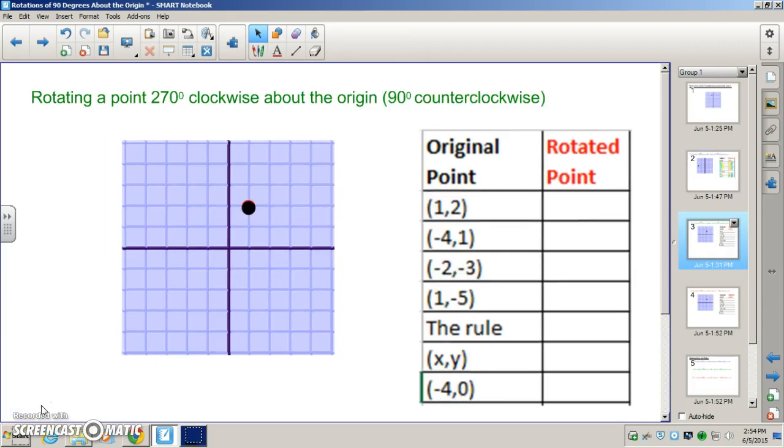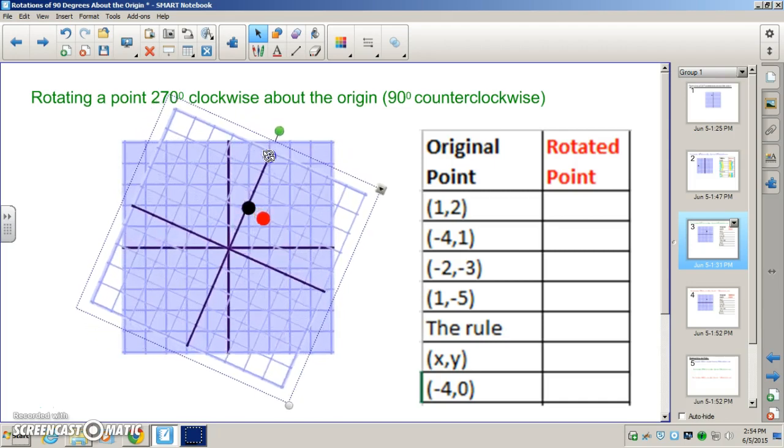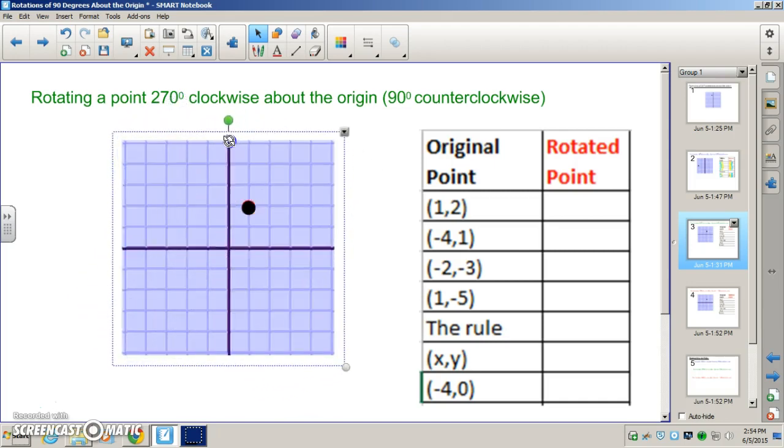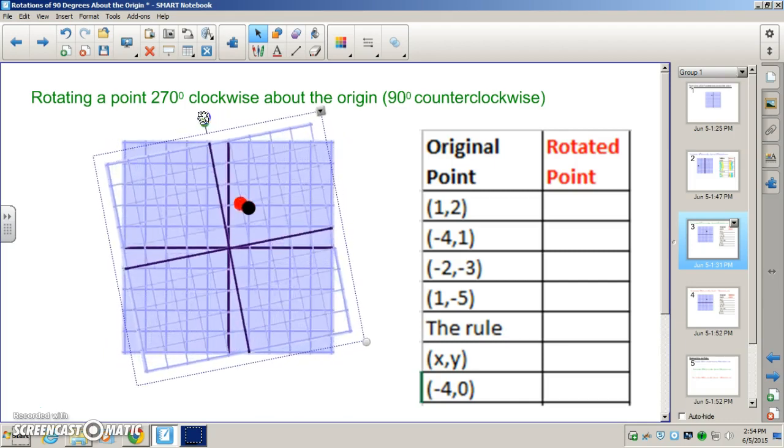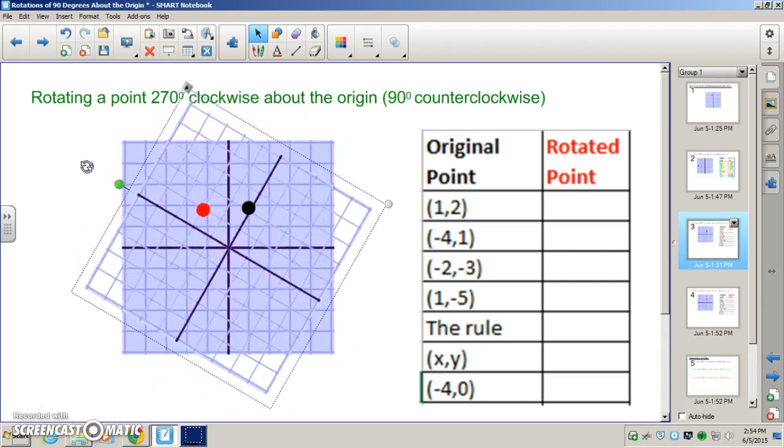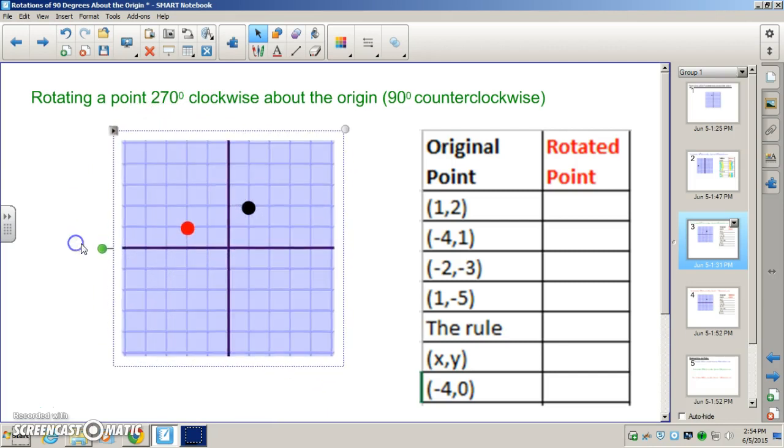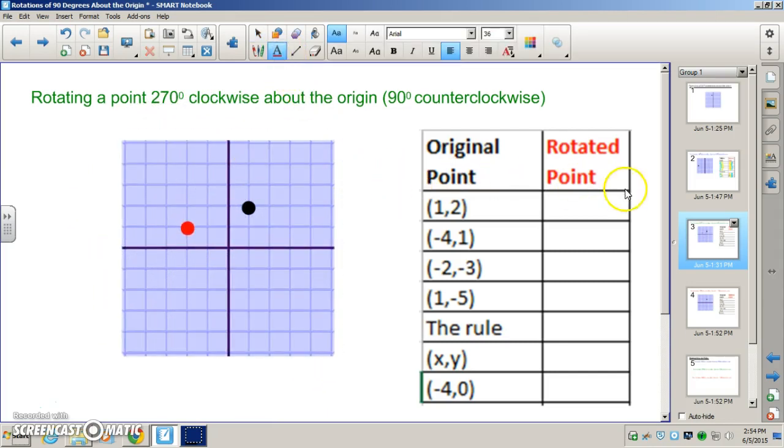On this next slide, we're going to rotate 270 degrees clockwise, which is easier for me to think of as 90 degrees counterclockwise. So I'm going to start again with the point 1, 2. And as I rotate, instead of going clockwise like we did on the previous slide, I'm going to rotate it the other way. This is 90 degrees counterclockwise. I'm going to go until I hit that 90, and I get -2, 1. So I'm going to record that here.